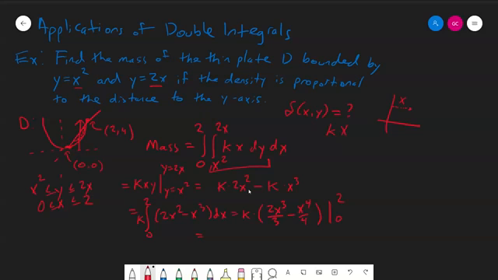Clearly plugging in 0 is going to give you 0, and plugging in 2 is going to get you 16 thirds minus, well, 16 over 4. So that's 16 thirds minus 4, which is the same thing as 4 thirds. Okay, so we end up with a mass of 4 thirds k.